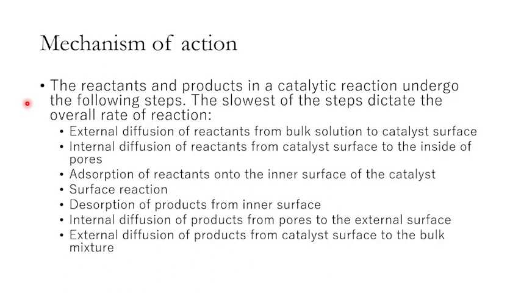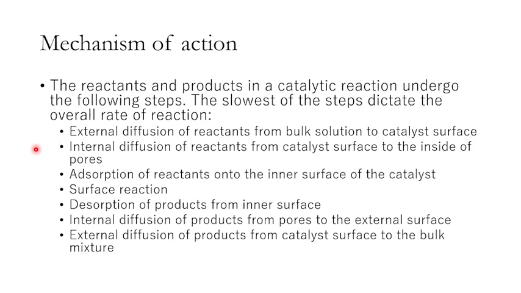Next, let us discuss the mechanism of action of catalysts. How do heterogeneous catalysts work? For the simplification of the analysis of the mechanism of heterogeneous catalysts, we have here the 7 important steps encompassing both mass transfer and reaction in the catalyst. The reactants and products in a catalytic reaction undergo the following steps. The slowest of the steps dictates the overall rate of reaction. So we have the 7 steps. The slowest of these 7 steps would dictate our overall rate law.